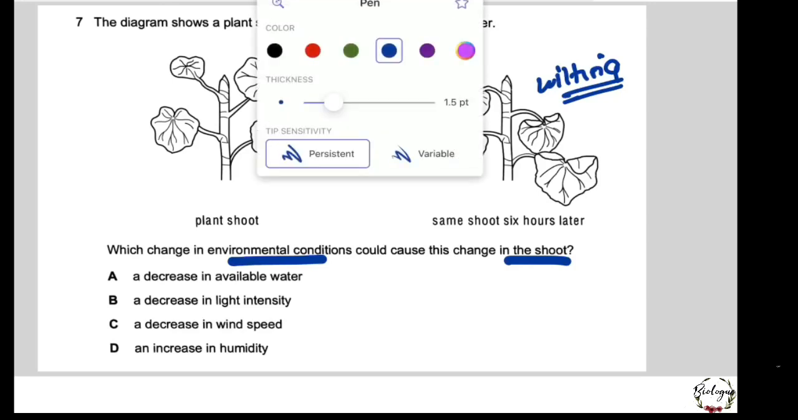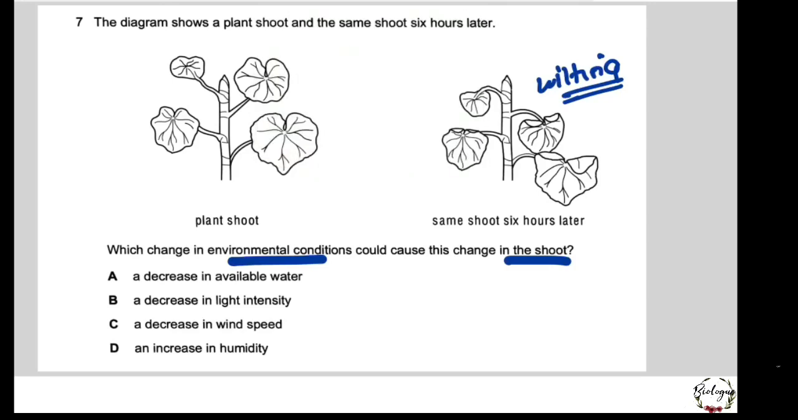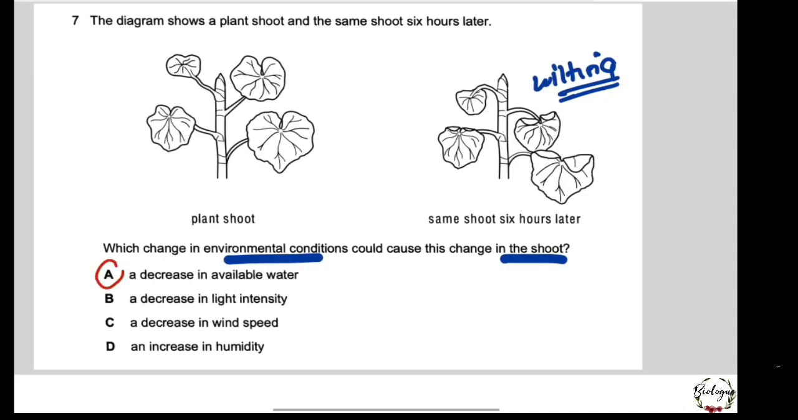We should not assume that it's only loss of water. Sometimes wilting also happens because there is less uptake of water. So the only viable option over here will be a decrease in the available water. Why? Because if there is a decrease in the available water, the plant shoot will not take up water. So there is zero uptake of water, and this causes wilting. So the answer will be A.